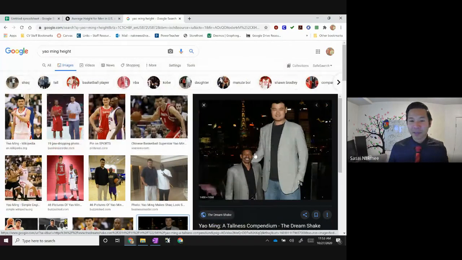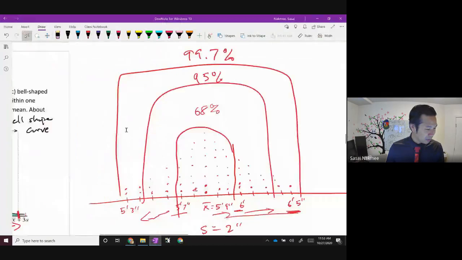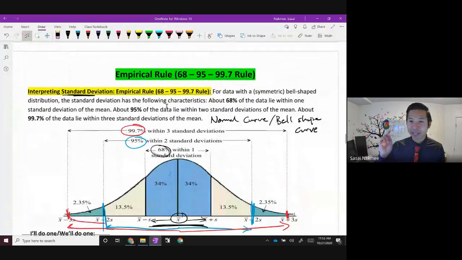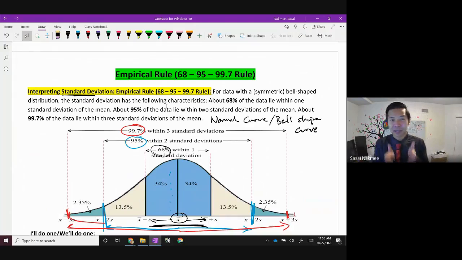Anyways, what I'm trying to explain here, though, is what is this whole empirical rule thing? If you had IM1 at Lawndale, you should have learned this. And if you had IM1 with me, I forced you to remember these numbers as 68, 95, 99.7. I would say it repeatedly: 68, 95, 99.7.